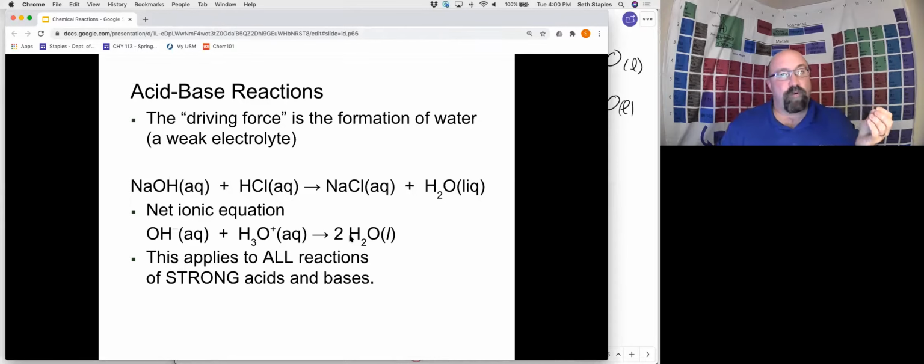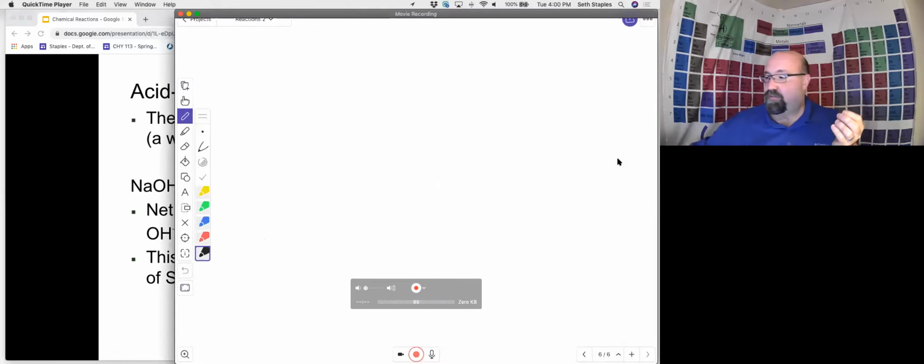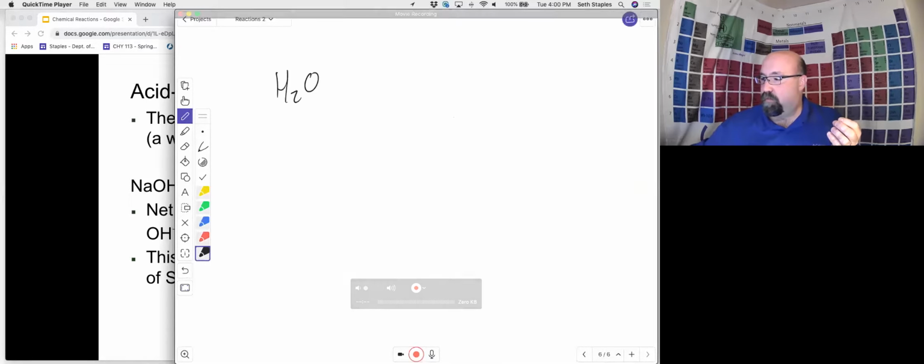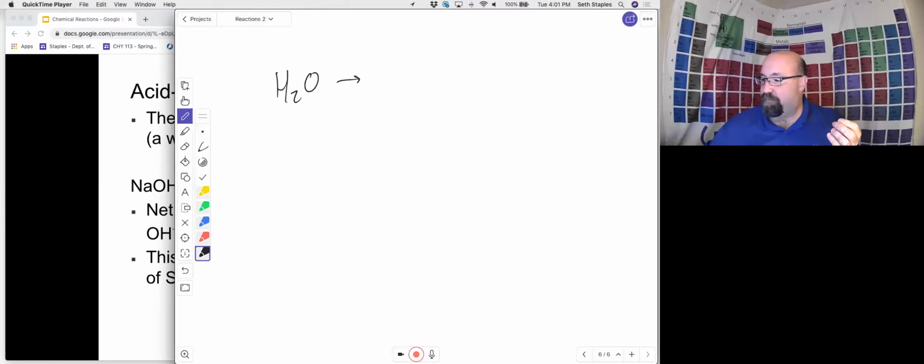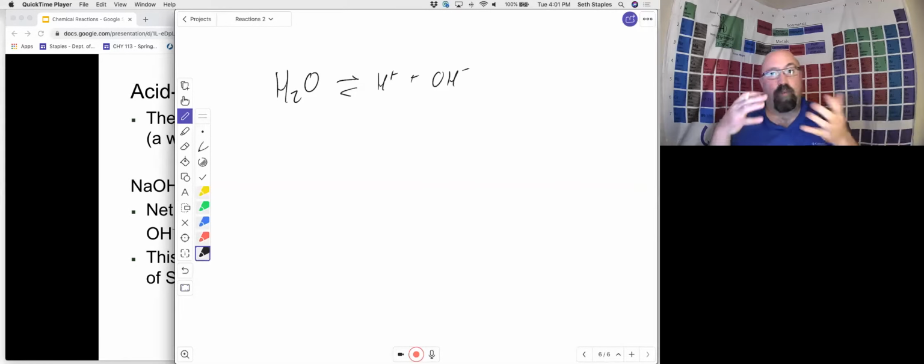And so the driving force, let's back this all the way up to when we started talking about driving forces earlier on. The driving force of an acid-base reaction is that formation of water, which is a weak electrolyte. We haven't talked about that, but water is a weak electrolyte because water will split up into H plus and OH minus. And so it will partially dissociate. It just doesn't do it to a large extent. Only a very little bit of it does.